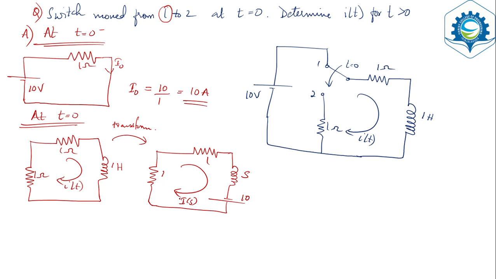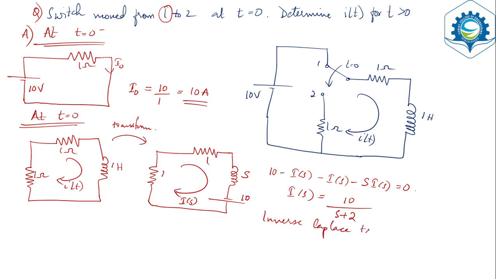Now you can simply apply the mesh analysis. You will get 10 minus I of S minus I of S minus S into I of S is equal to 0, where you take the inductor as you would a normal resistor, with S into I of S. Now you can find I of S from here: I of S is equal to 10 divided by S plus 2. Now you can apply the inverse Laplace transform, and you will get the current I of t.